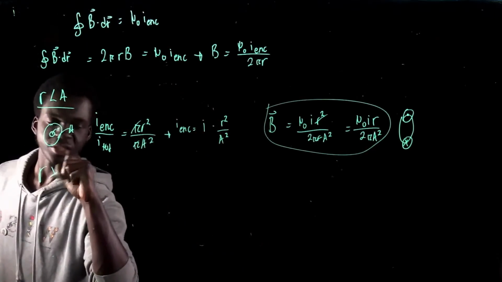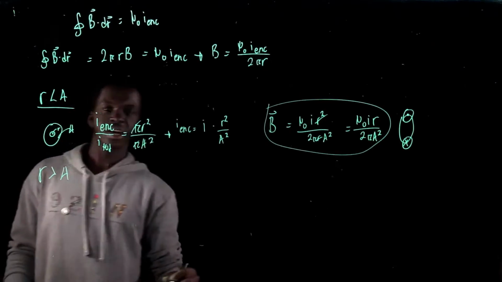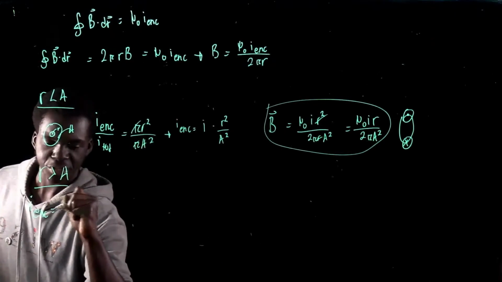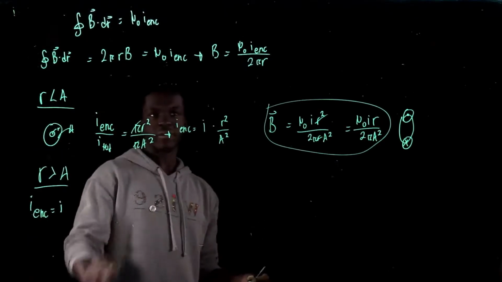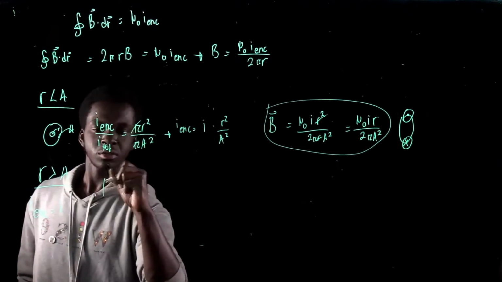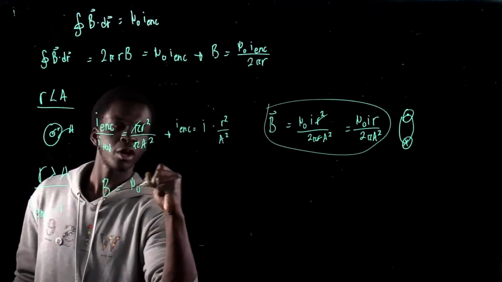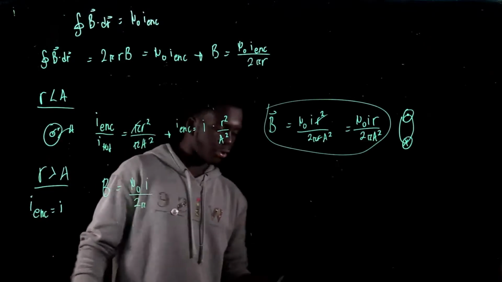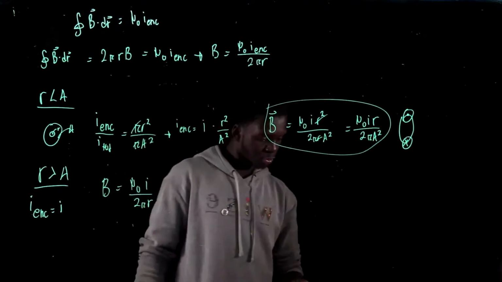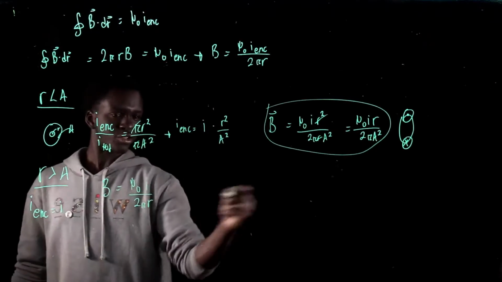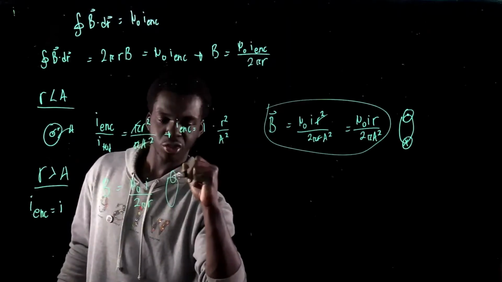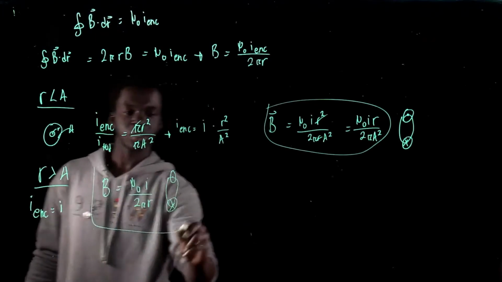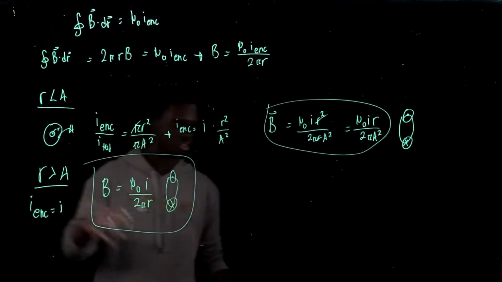Now we're going to do when it's outside. When it's outside, the I enclosed is just going to be I, because that's all that's inside. So now, B for this is just going to be mu naught I over 2 pi r. And that should be the final answer for that. It's going to be the same exact direction, out of the page, into the page, and that is the B for when it's outside the cylinder.